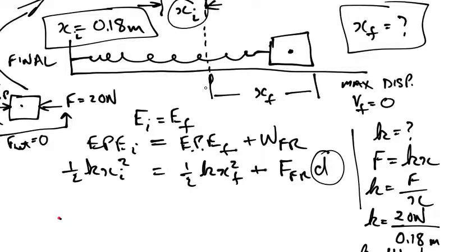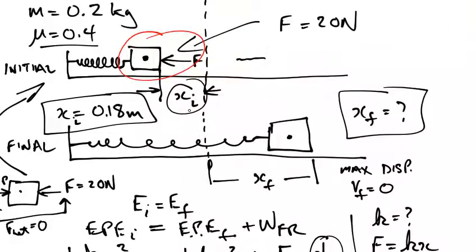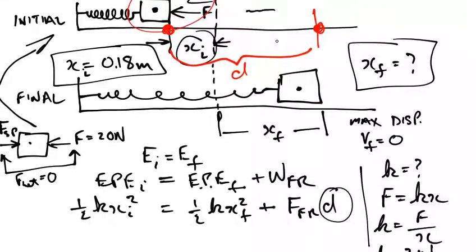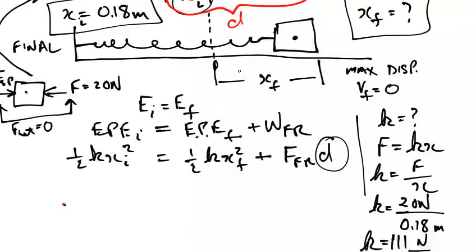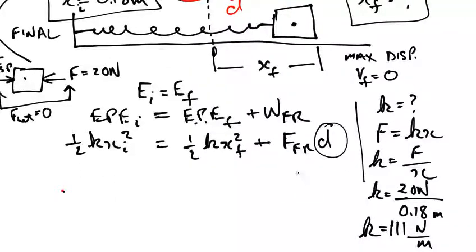Is it xi? No. Actually, if we look at the whole situation, if I change colors again, and we start at this location, and we end up here, d is actually all of that. Mathematically, d would equal xi plus xf. Okay? So we should make a note of that here. d is equal to xi plus xf.